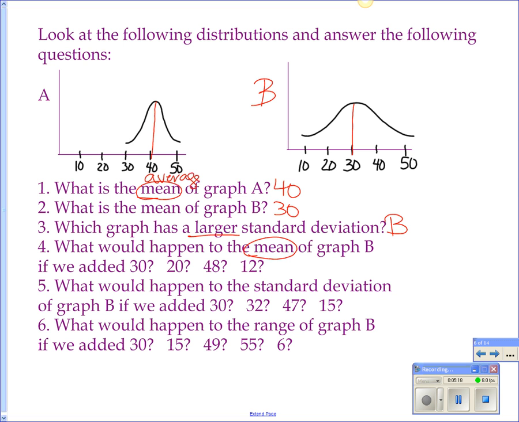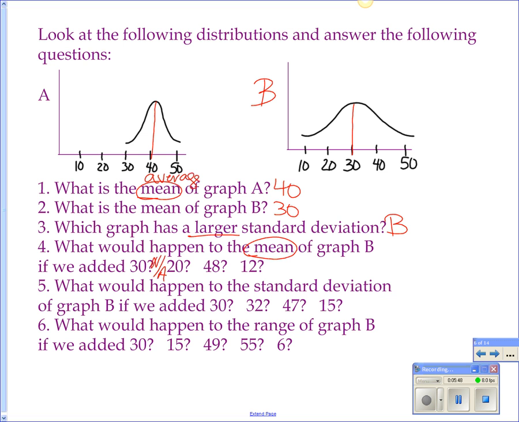All right, what is the average of this one? 30. If we add another person who has 30, does that change the average? No, it doesn't change the average. Nothing would happen if we added 30. Okay? I guess I could put NA. That'd be a good abbreviation. Okay? The average is already 30. If you add someone who has 30, it doesn't change the average.